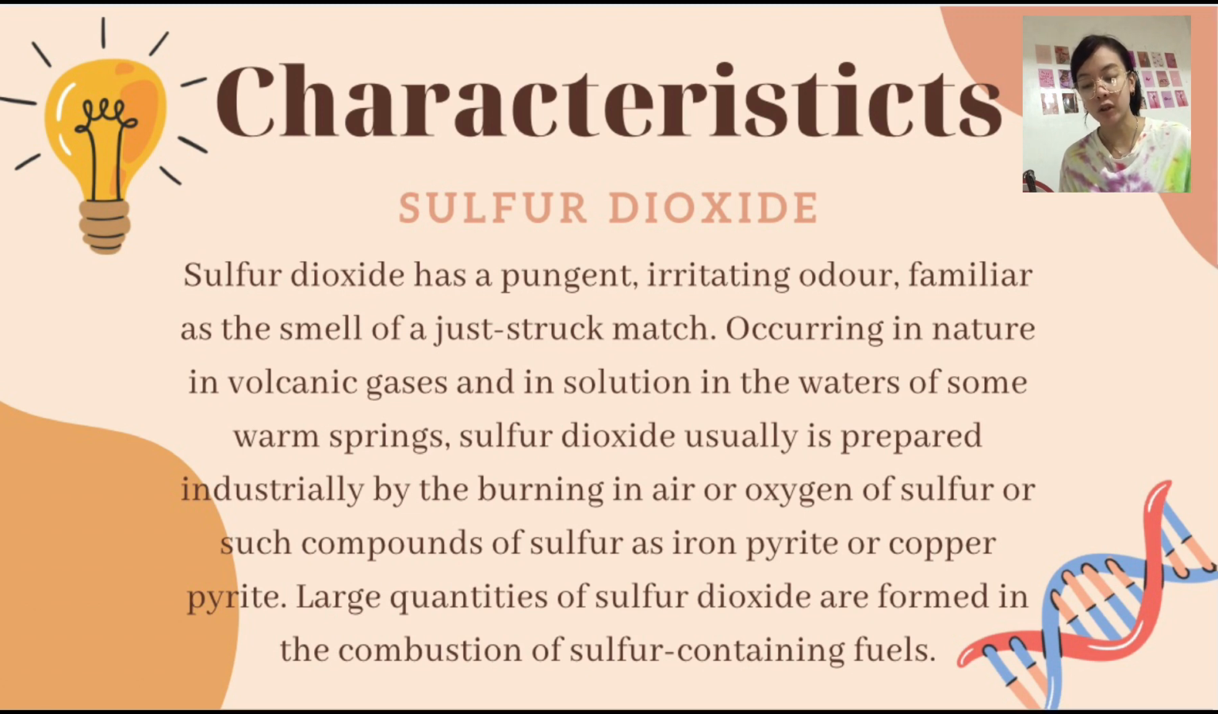Occurring in nature in volcanic gases and in solution in the waters of some warm springs, sulfur dioxide usually is prepared industrially by the burning in air or oxygen of sulfur or such compounds of sulfur as iron pyrite or copper pyrite. Large quantities of sulfur dioxide are formed in the combustion of sulfur-containing fuels.